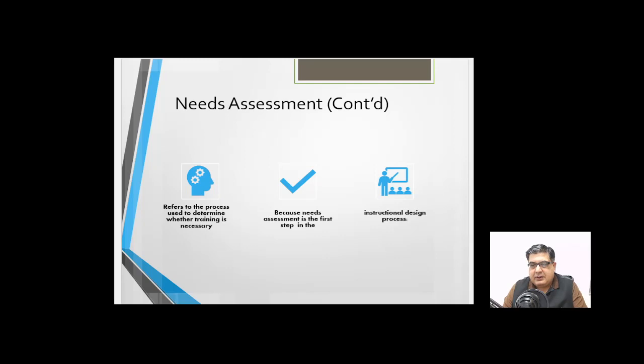So training needs assessment is the first question you, as a learning and development professional, are answering to yourself and then advocating: whether the training is needed or not. And then where would you take it further? Two solutions: one is in-house training, one is outsourced training. In both cases, you will look at it, because needs assessment is the first step in the instructional design.